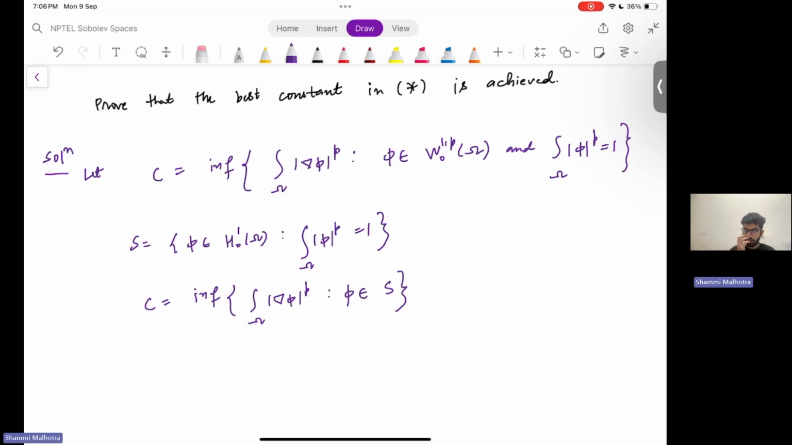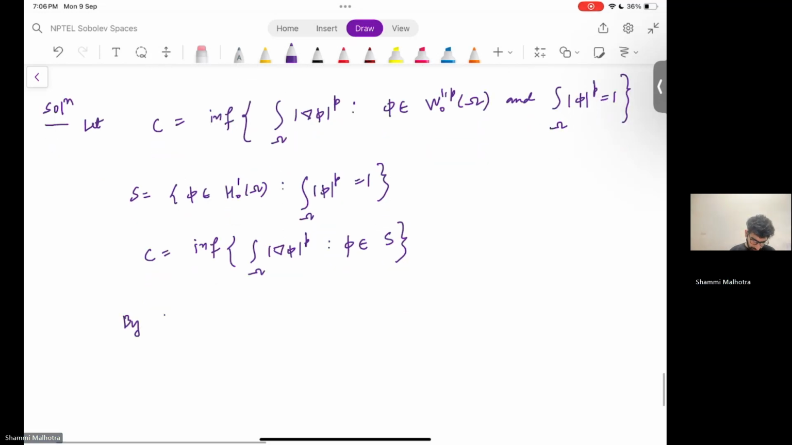So we know that we're using Poincare. This S, we have C to be strictly positive. So we have this thing because this is always has to be greater than or equal to the p norm.